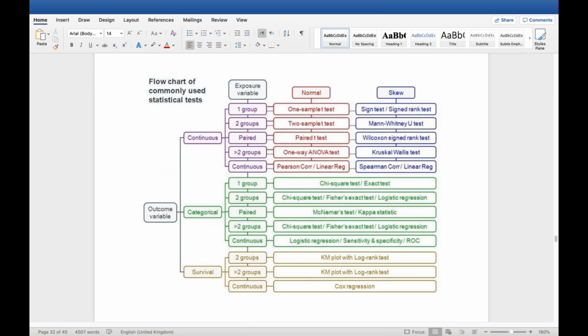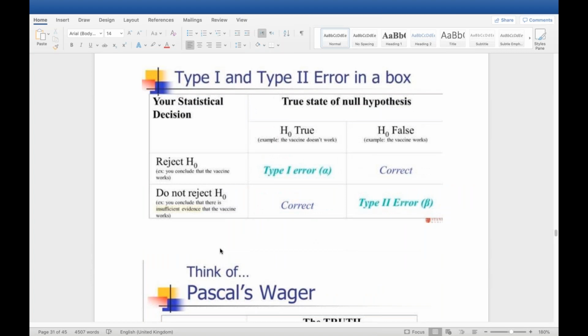And that's why we have this table. Have you seen this table before, or this graph, or this diagram, or this flow chart?